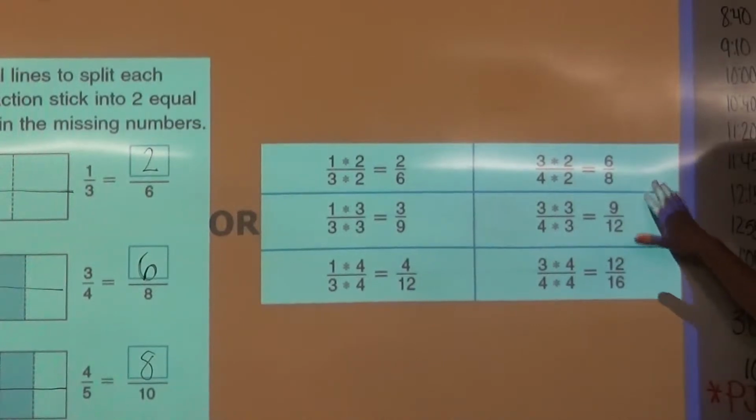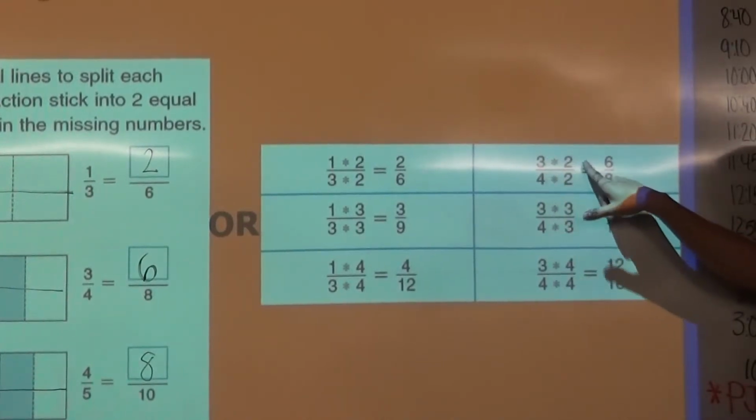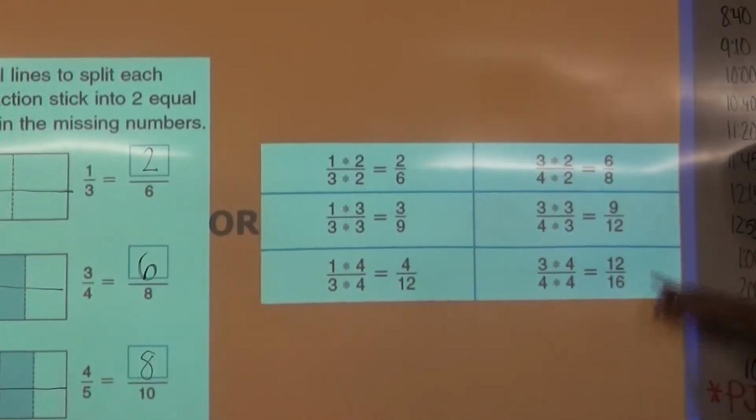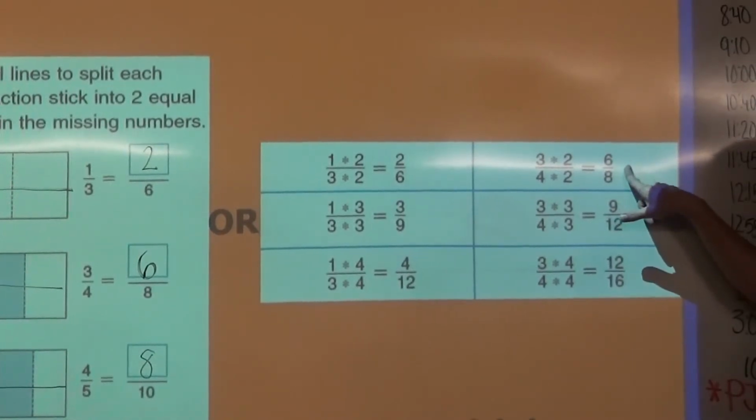And here are some examples for 3/4. Again, they multiply the numerator and denominator by 2. 3/4 is equal to or equivalent to 6/8.